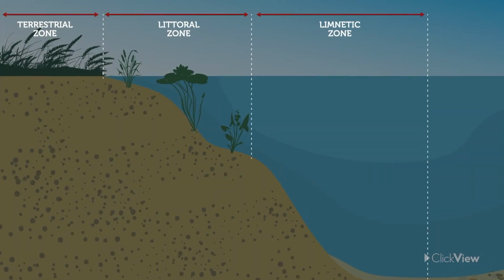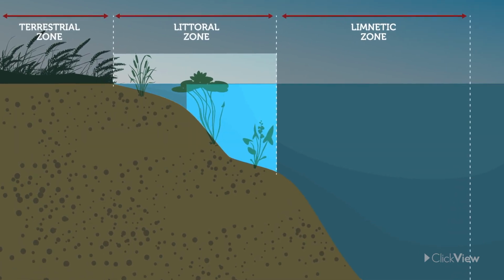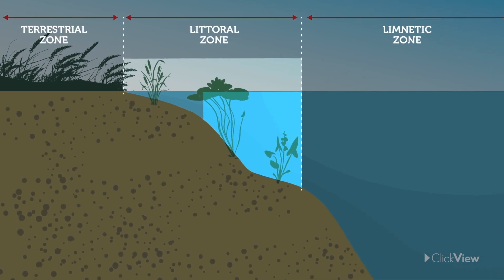The littoral zone of a body of fresh water includes the shallow shoreline region and the adjacent deeper water section, where we find floating plants at the surface and submerged plants below.